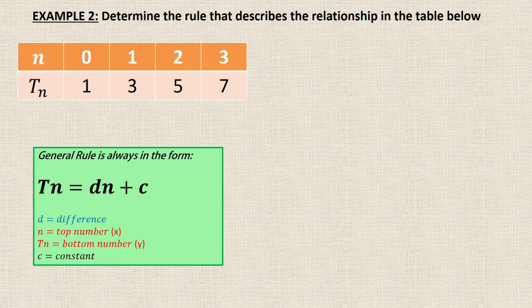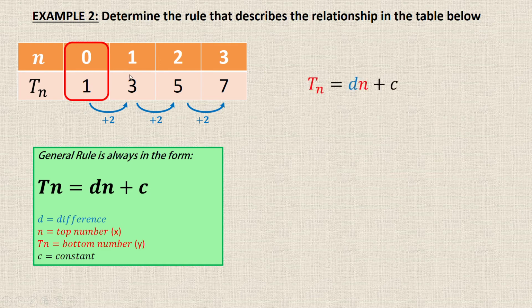Alright, so here's another example. Again, I'm going to use my difference. So d would be +2 in this case because it's increasing by 2 every single time. And I'm going to use the first coordinate pair, so where n is 0, tn is equal to 1. Here's my formula. My tn is going to be 1, my d is 2 and my n is equal to 0, so I substitute that in. Again, 2 times 0 is equal to 0.